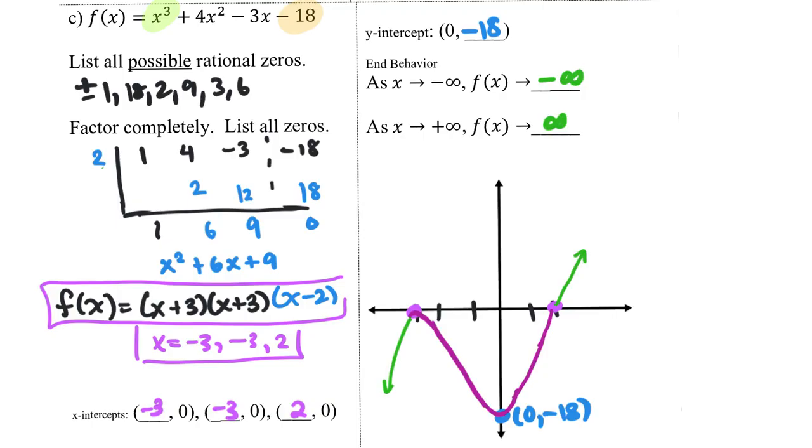So make sure you're not hitting any extra x spots. This is negative 3, this is 2. My y-intercept is 0, negative 18. It's going down on the left and up on the right. I don't have any extra points I shouldn't have on here.